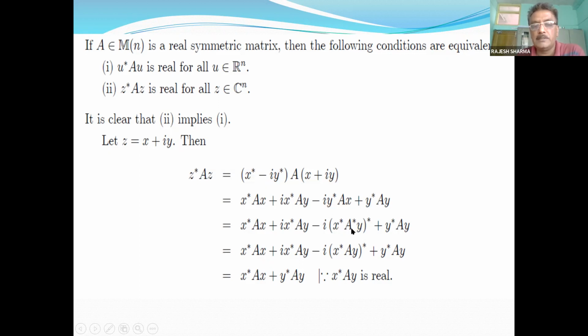But A is real symmetric. Therefore, A star is the same as A. Now this is a number and this is real, so ultimately this cancels out with this. So this equals x star Ax plus y star Ay. These two are both real. Therefore, this is a real number expression.